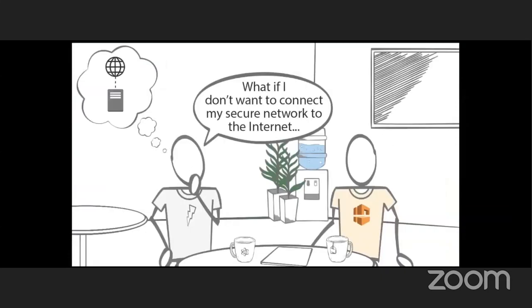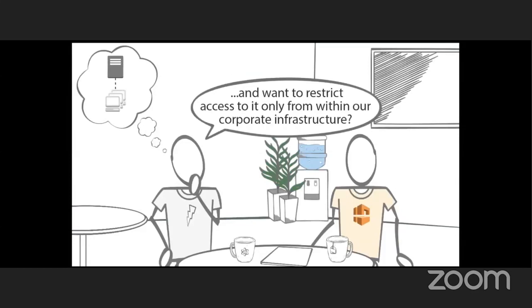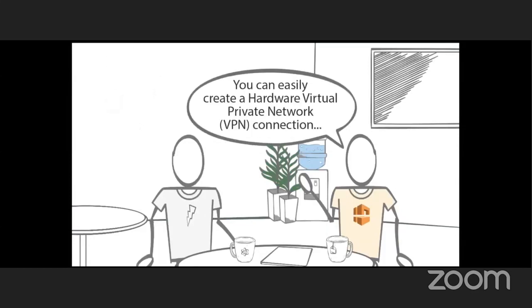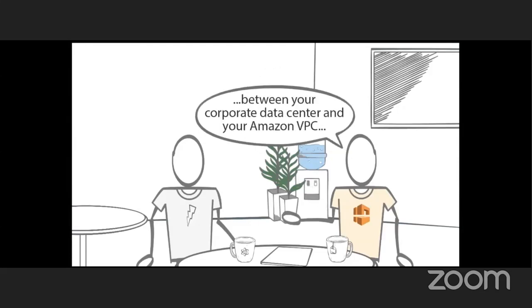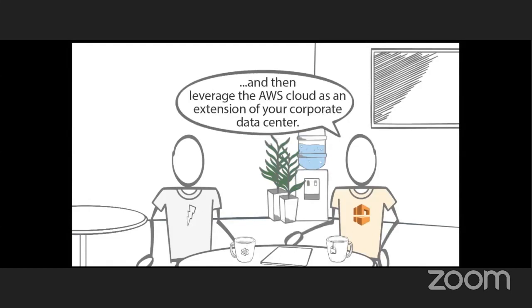What if I don't want to connect my secure network to the internet and want to restrict access to it only from within our corporate infrastructure? You can easily create a hardware virtual private network, VPN connection, between your corporate data center and your Amazon VPC, and then leverage the AWS cloud as an extension of your corporate data center.